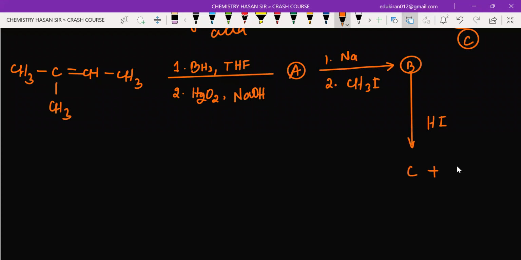You will be getting C plus D, and D should give blue color in the Victor Meyer test. So first of all, you have to know which compound shows this blue color in the Victor Meyer test. So, 2 degree alcohol. I just gave you the hint.